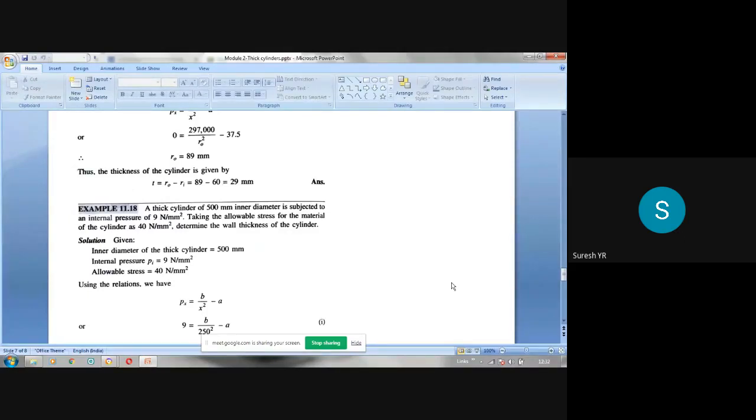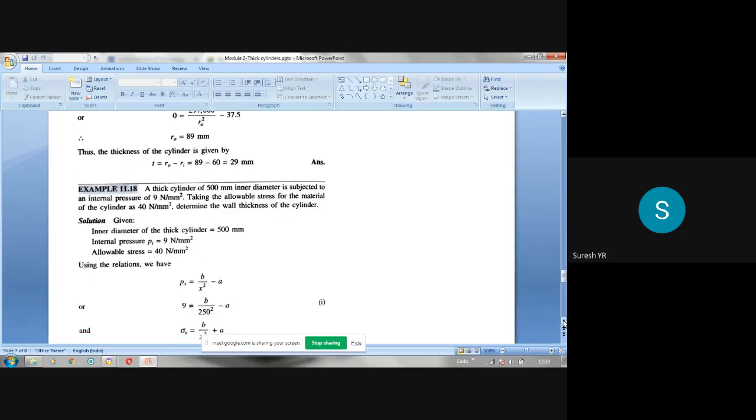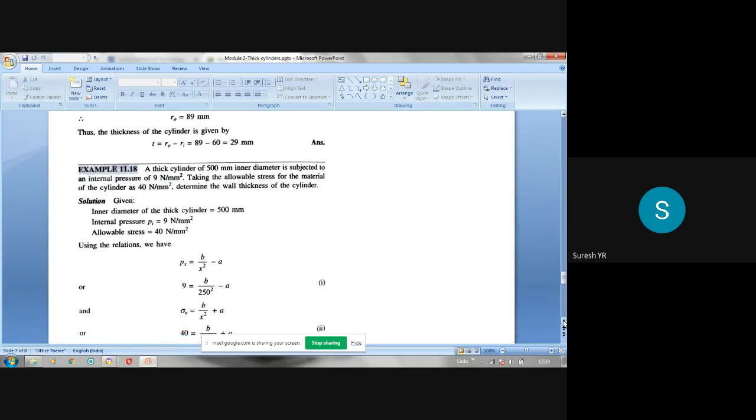Anyway, same type of problem. See here, Lami's equation, Px is equal to B by x square minus A. We are using the same equation. So P is given at the inner radius. x is 250 we have to take. At the inner radius, x is equal to Ri, means x is equal to 250. So that is one equation.